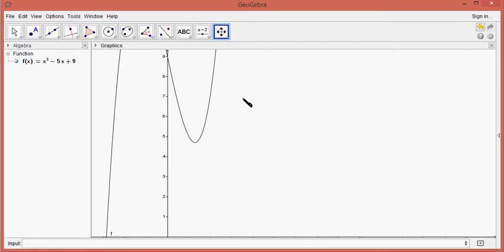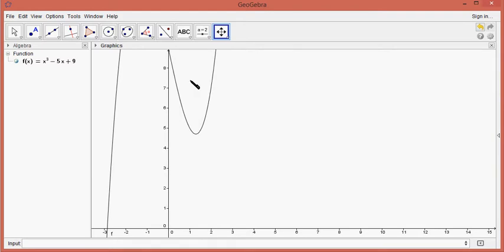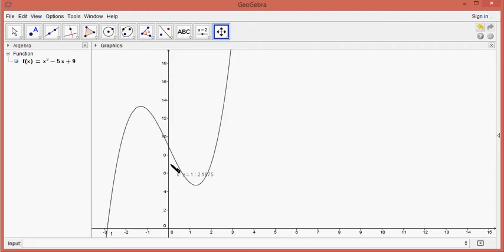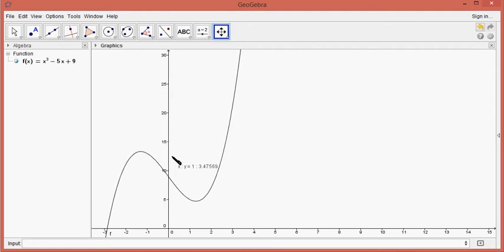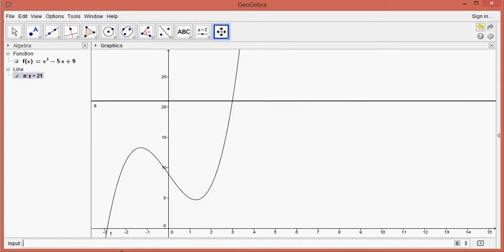So we're looking at x going to 3, so I'm going to pull this down a bit, and I want to see 21, so somewhere on there. So y equals 21, that's the limit right there, and x equals 3. So x approaching 3, right there.